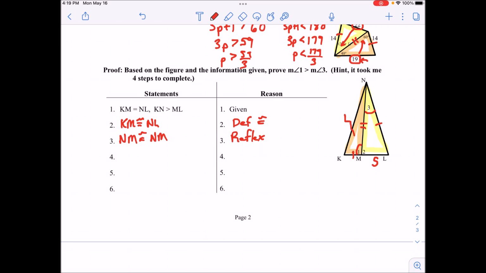That means angle 1 has to be greater than angle 3. That is based off of the hinge theorem.